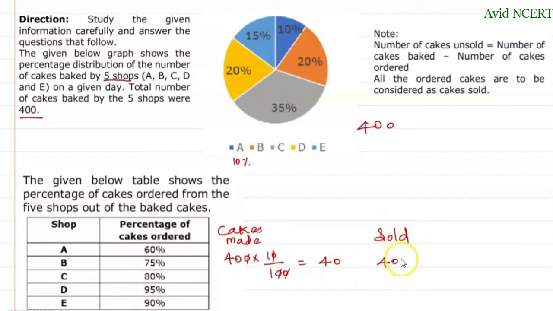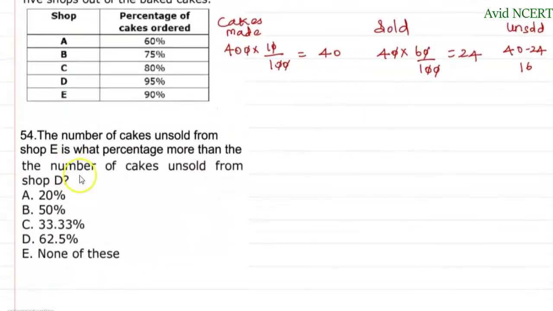Out of this 40 cakes, 60%. Just 60 by 100. Again the zeros get cancelled. Just 6 times 4 is 24. Which is, out of the 40 cakes they made, they sold 24 cakes. Which means the unsold cakes are 40 minus 24, which is 16. So 16 cakes were unsold. So this is the data we are going to find for the rest of the shops. Let's find this data for the rest of the shops before solving this problem.